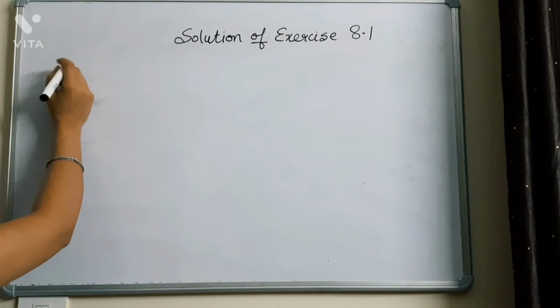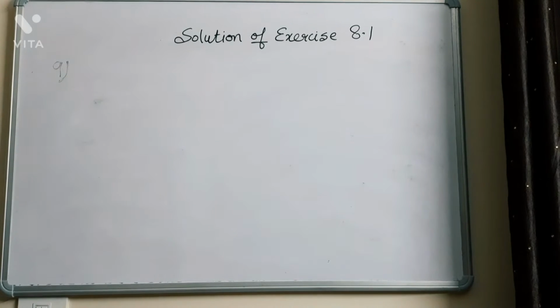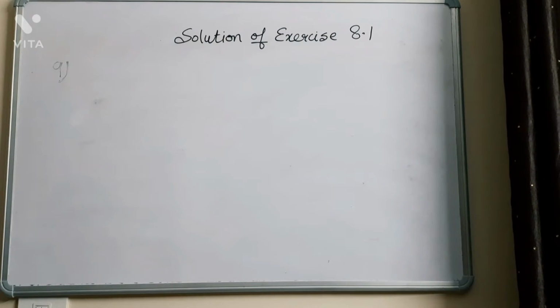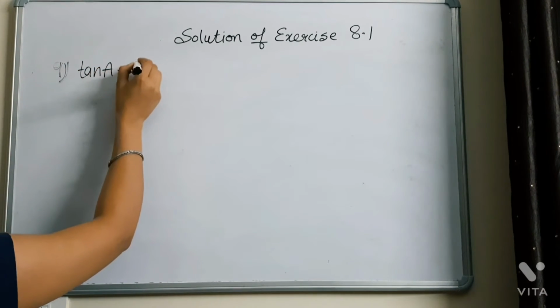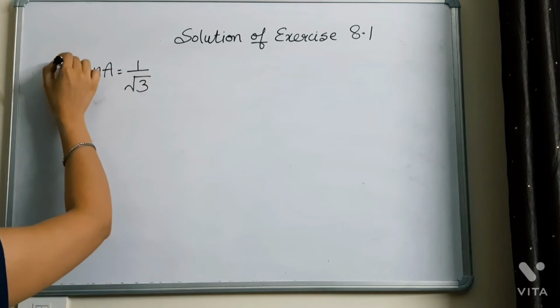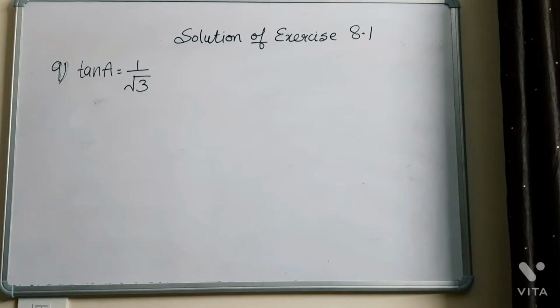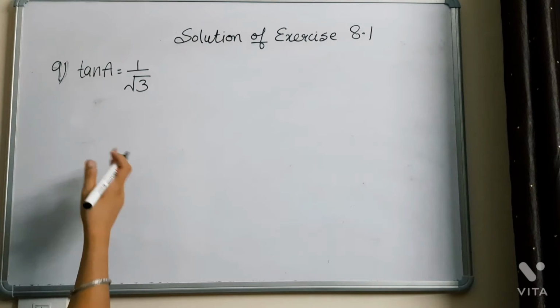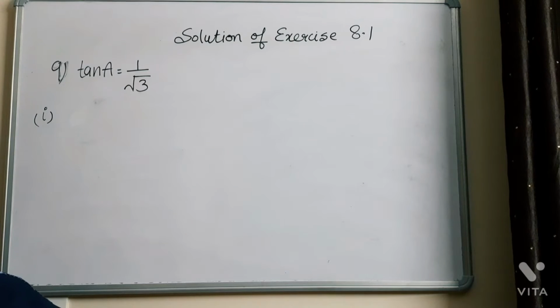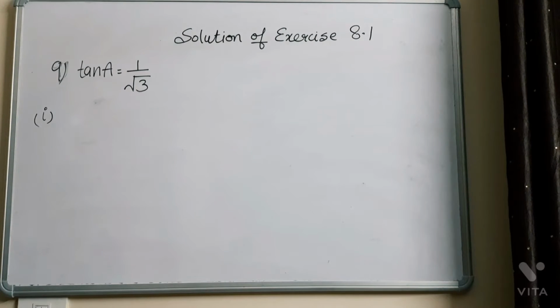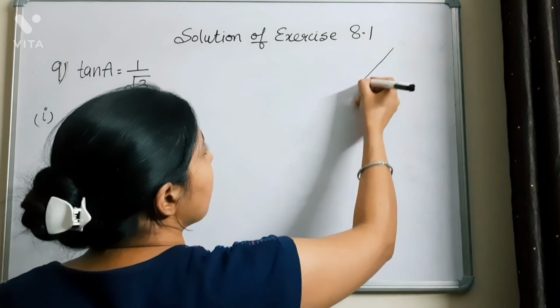In question number 9, you are given that tangent theta is equal to 1 by root 3. So it is given that tan A is equal to 1 upon root 3. This is question number 9. The question is given in 2 parts. First, in part 1, you have to find the value of sin A cos C plus cos A sin C. One more thing is given: the triangle is right angled at B.